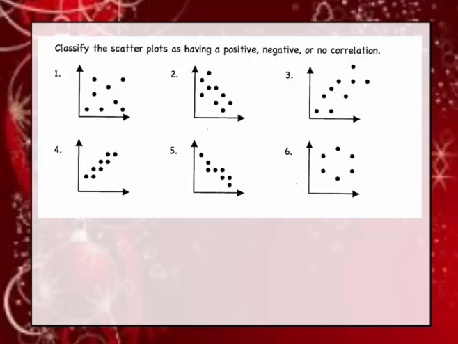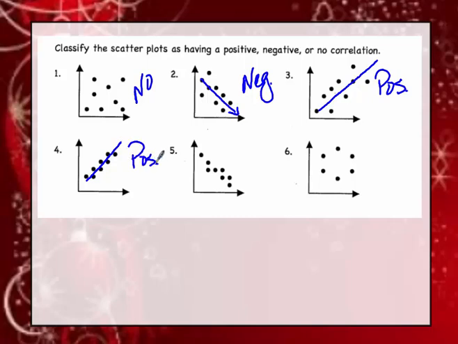Okay, number one, you'll notice we have dots just all over the place. This would be no correlation. Number two, we have a general trend going downhill, so that would be a negative correlation. This one gives a general trend going uphill, so that's going to be a positive correlation. Number four, we have a real tight grouping going uphill, so that would be a positive correlation. Number five, we have a tight grouping going downhill, so that would be a negative correlation.